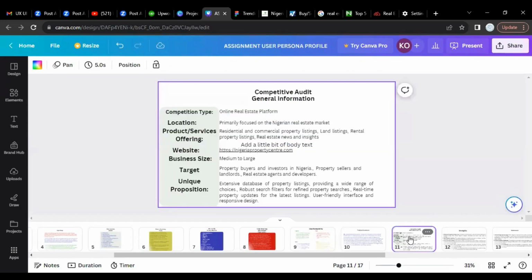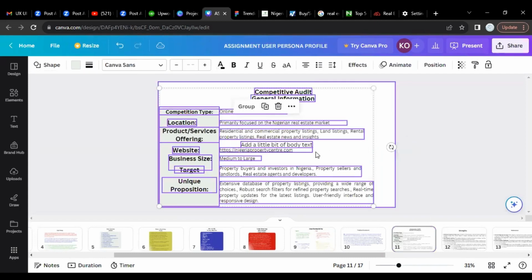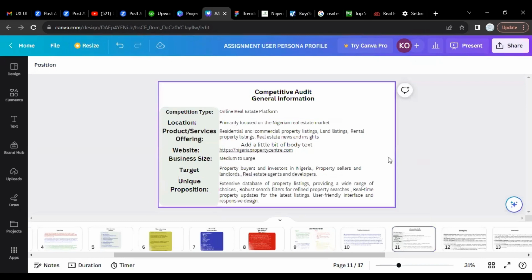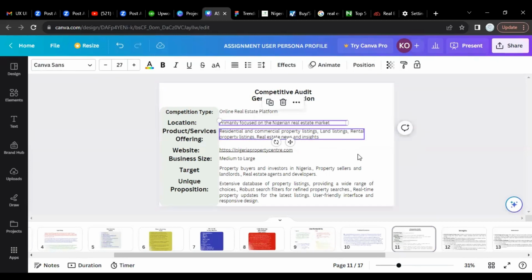Here is the competitive audit. What happened here is that it's just a simple text. You can delete it. Just click and delete it.